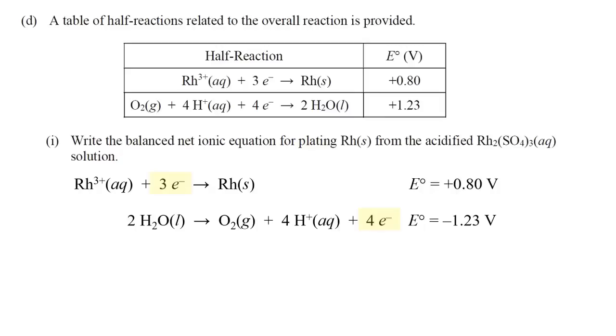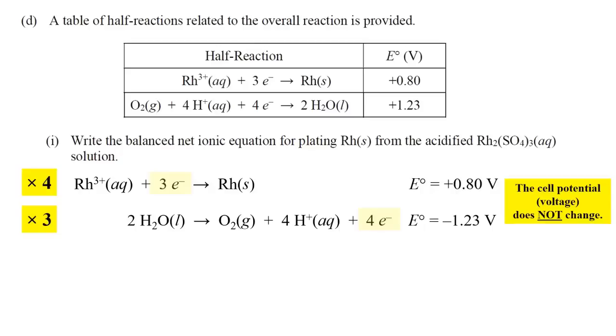To get 12 electrons on the left, I'm going to multiply the rhodium half reaction by 4. I'm going to multiply each of those coefficients by the number 4. And then for the oxygen half reaction, 3 times 4 is 12. I will multiply each of the coefficients in that oxygen half reaction by the number 3. And as I mentioned, the cell potential or the voltage does not change. So I am not going to change the positive 0.80 volts. That number will stay the same. And I'm not going to change the negative 1.23 volts. That number will remain the same.